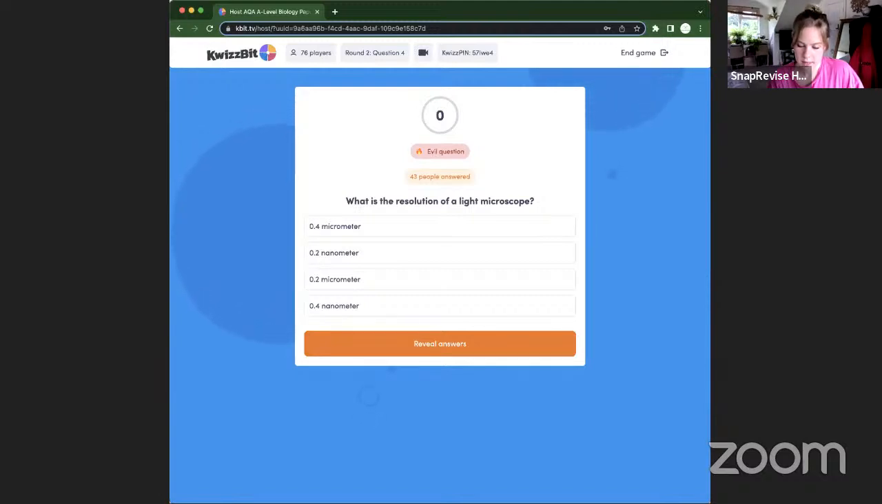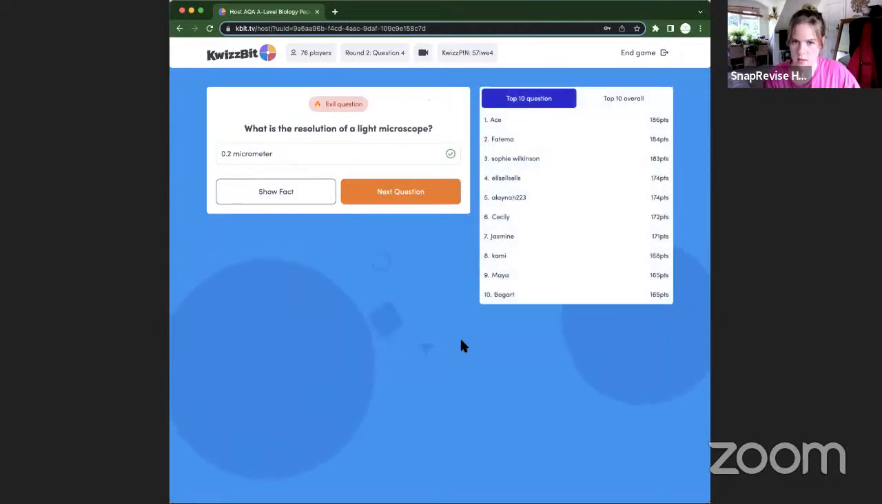It's the same as the wavelength of light. Oh, that's all right, Beatrix. It sends itself, I'm afraid. It's 0.2 micrometers. Well done, Ace, at the top there.